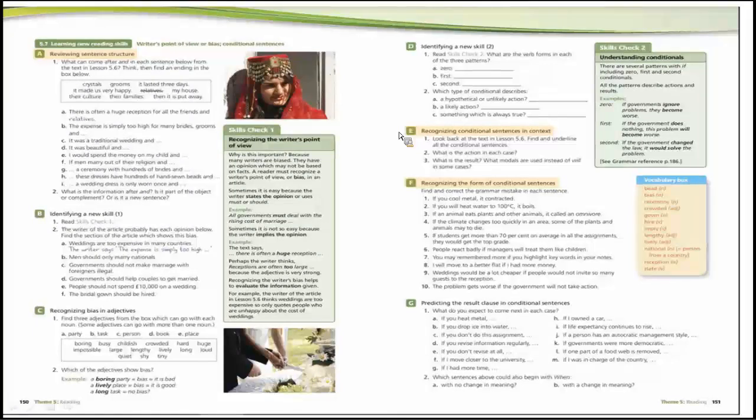Okay, good. Let's move on to the first part of this page, 151, 8. 1, 2, 3, 4, 5, 6, 7.